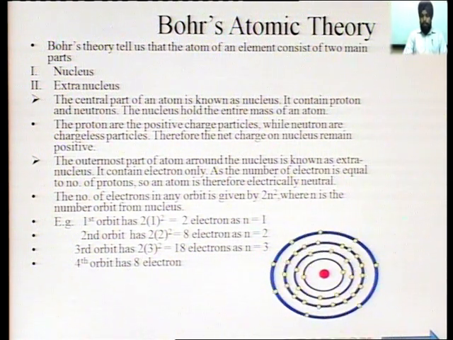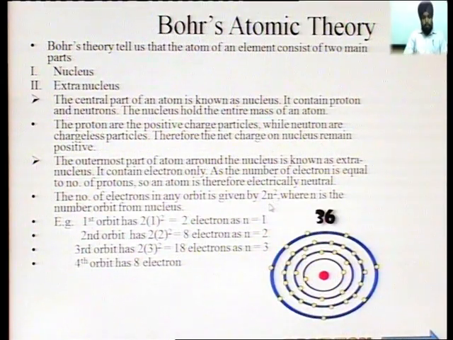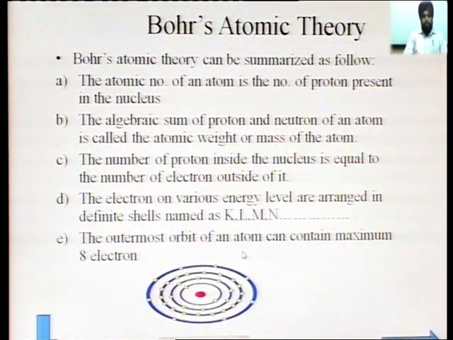So in the first orbit, the number of electrons is 2 times 1 square, 2 electrons. In the second orbit, the number of electrons is 2 times 2 square, 8 electrons. In the third orbit, the number of electrons is 2 times 3 square, 18 electrons. And we follow the formula 2n square, where n is the number of the orbit. Bohr atomic theory summarization we have discussed already.